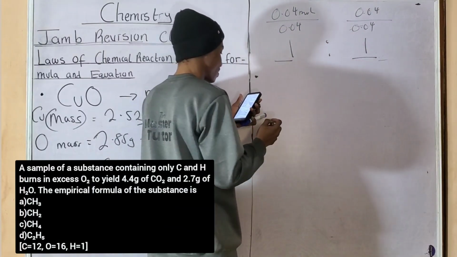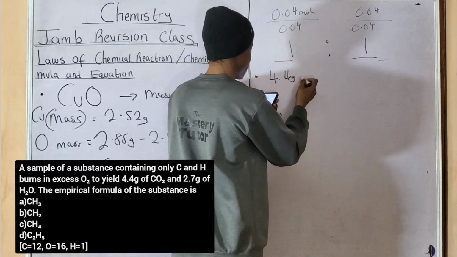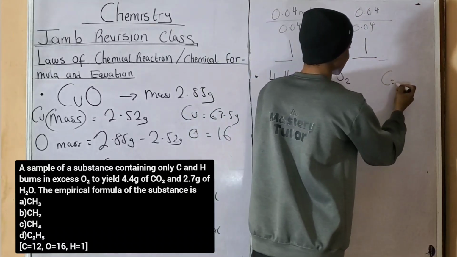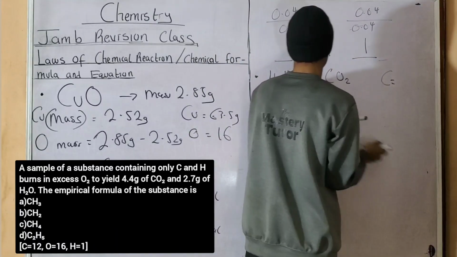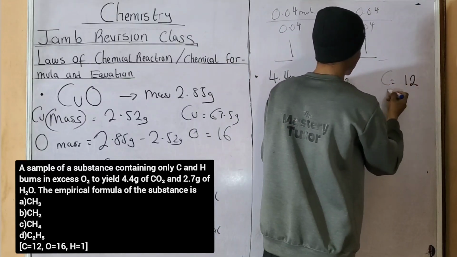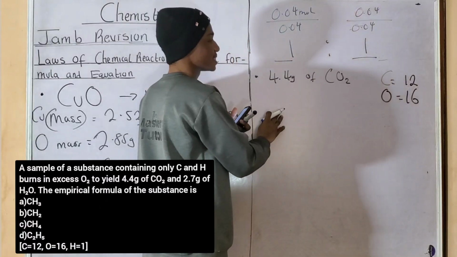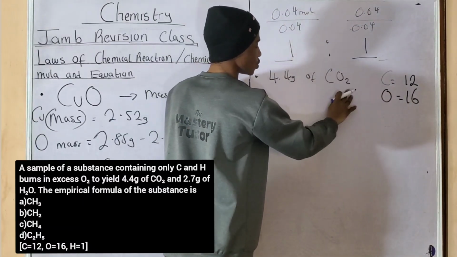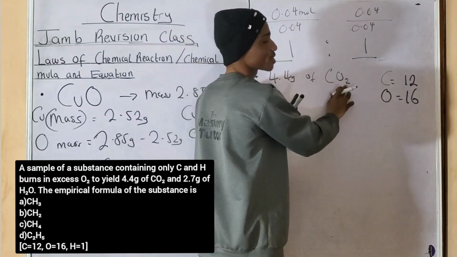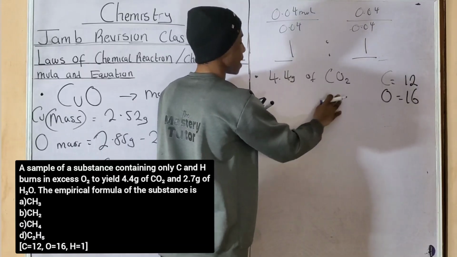Now, we are given 4.4 gram of CO2. We want to calculate the mass of carbon present in CO2. Carbon is 12, oxygen is 16. To get the mass of carbon present in 4.4 gram of CO2, remember this 4.4 gram is the combination of the mass of both carbon and oxygen. So let us first calculate the molar mass.